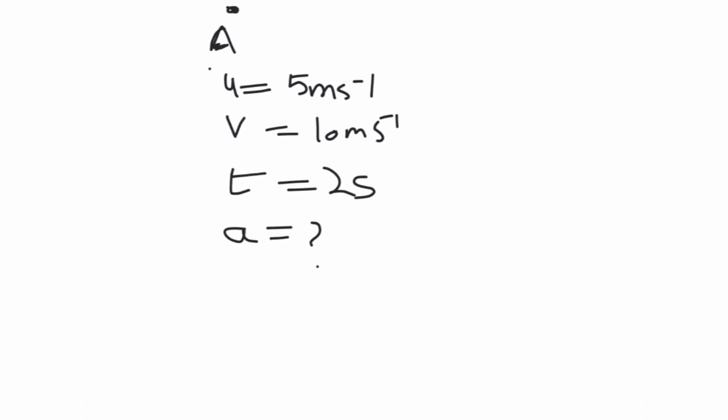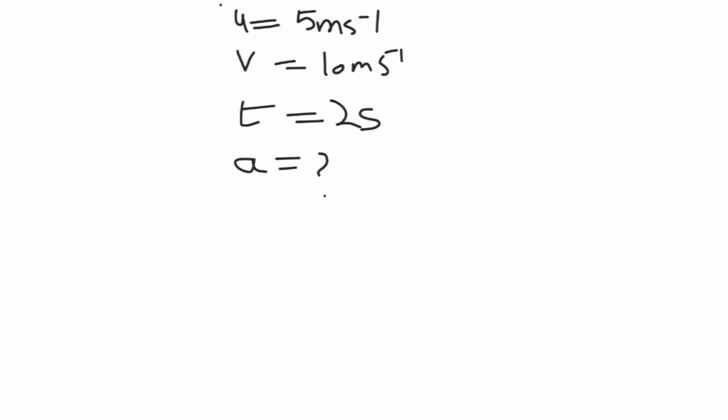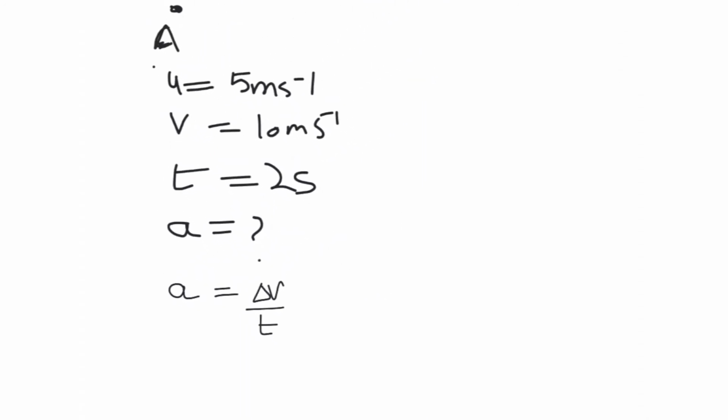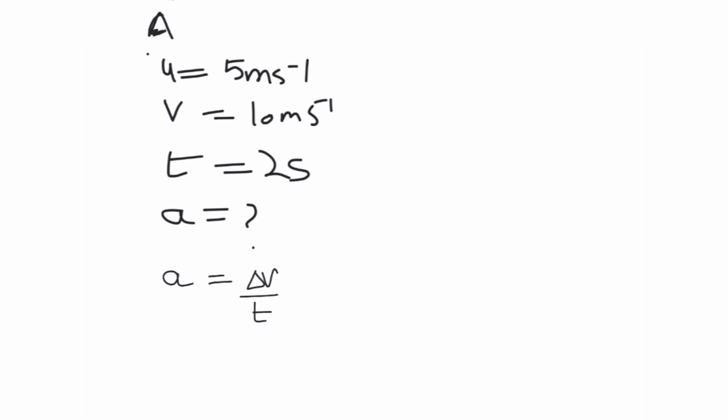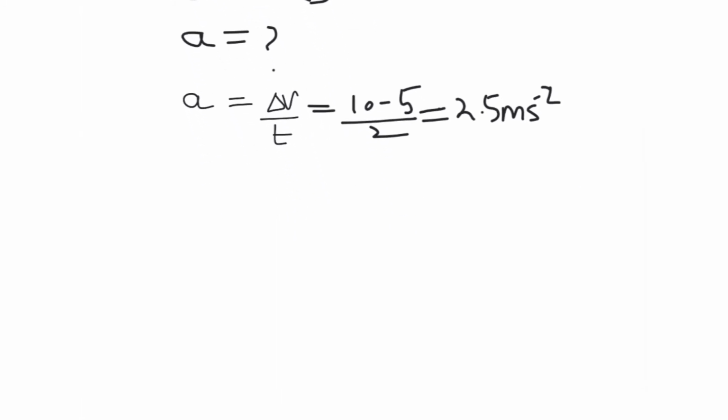What is acceleration? Now, as we talked earlier, acceleration is basically change in velocity over time. So the change in velocity over here is final velocity minus initial velocity, that is 10 minus 5 divided by 2, that is 2.5 meters per second square. We have also come to know the unit for the acceleration, meters per second square.